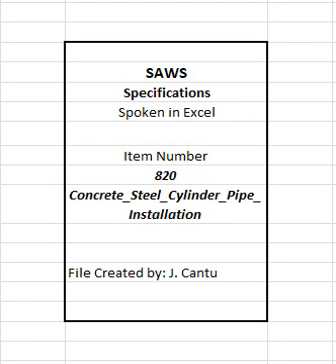San Antonio Water System Standard Specifications for Construction. Item No. 820. Concrete steel cylinder pipe AWWA C301 or AWWA C303 installation. 820.1 Description: this item shall consist of concrete steel cylinder pipe AWWA C301 or AWWA C303 installation in accordance with these specifications and as directed by the engineer.